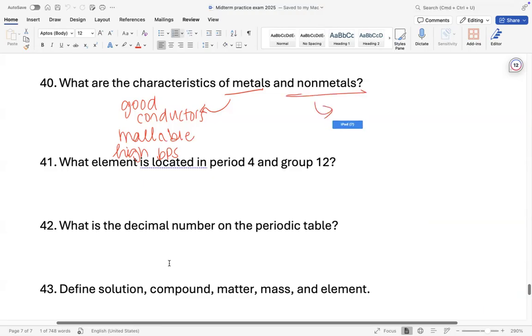Non-metals are basically all the opposite. They're poor conductors of heat. They're not very malleable. They have low boiling points. They're basically just all the opposite.